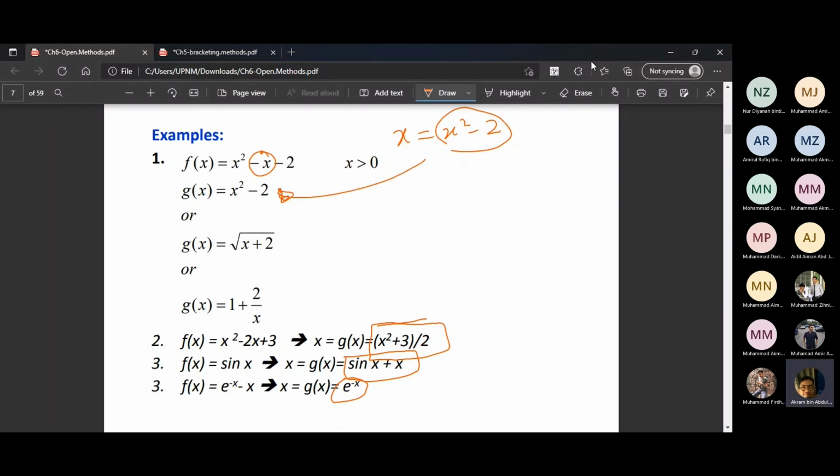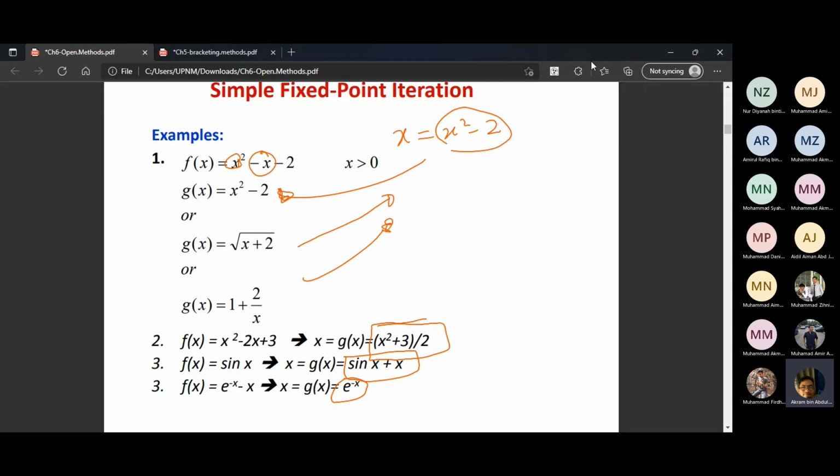We can also say that, instead of moving this x, we want to move this x squared. In that case, we get our g(x) equal to square root of x plus 2. Also, we can have g(x) in this form where g(x) is equal to 1 plus 2 over x. So in this case, we have 3 versions of g(x) that we can use to solve fixed point iteration.